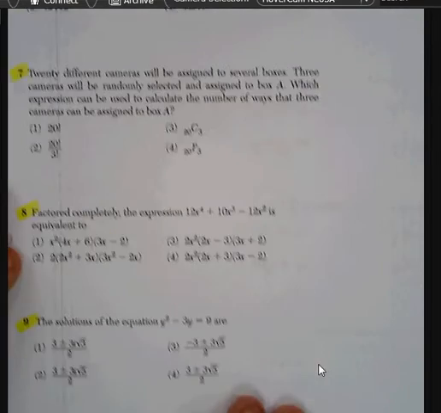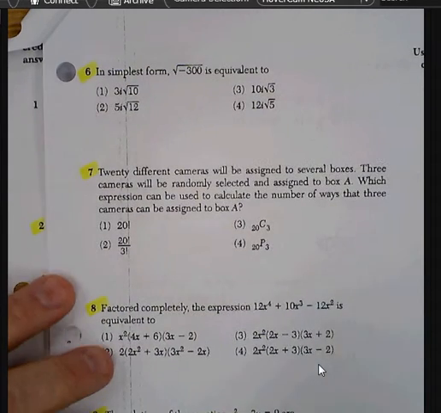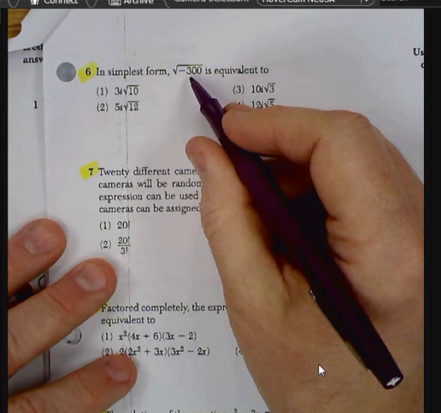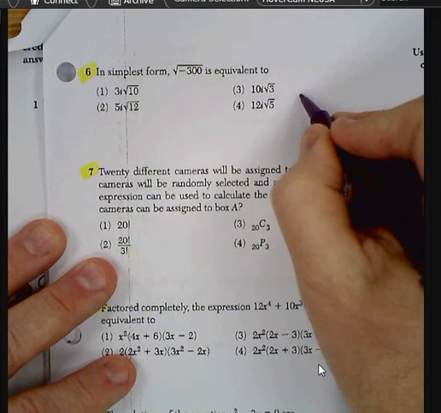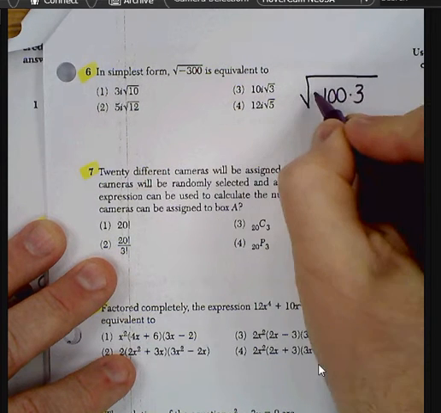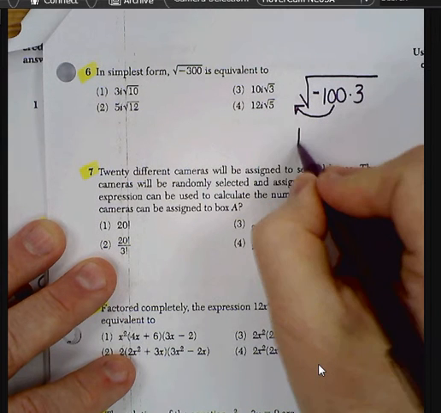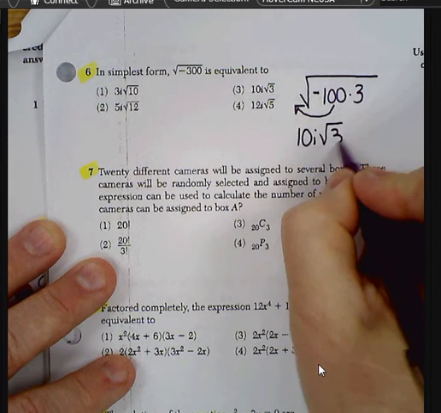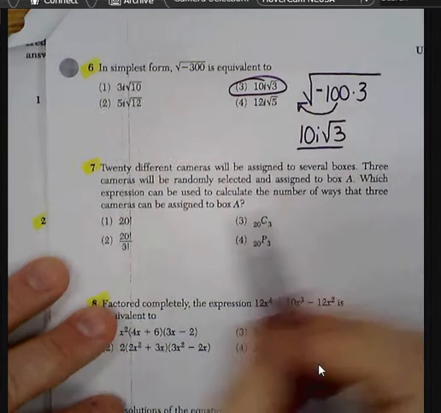Jumping to question number 6, another easy 2 points. We're trying to simplify the square root of -300. So if I want to try to simplify that, I'm going to break that up into a perfect square, 100 times 3. Just make the perfect square negative. Then when I take the square root of -100, I get 10i square roots of 3, and I'm done. Choice 3. Question number 7.